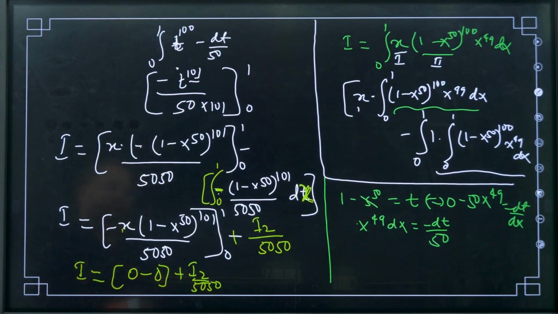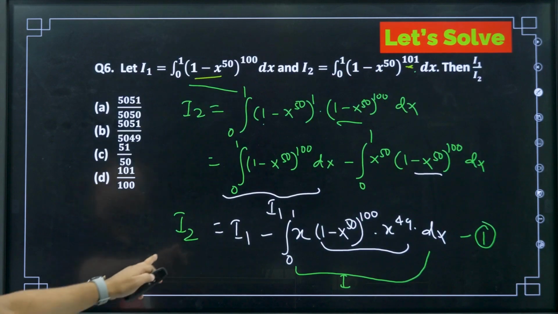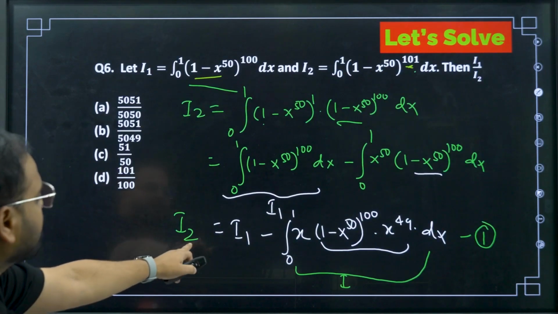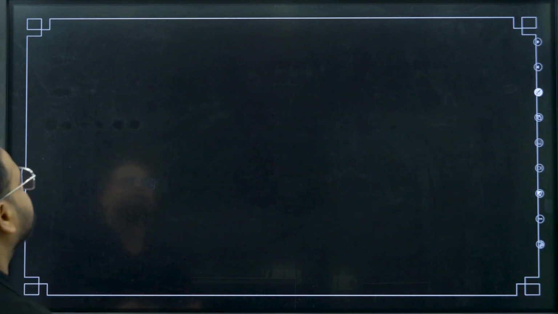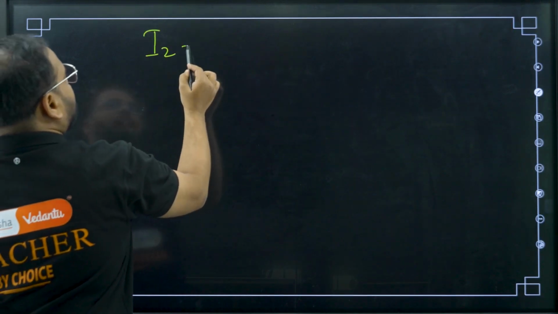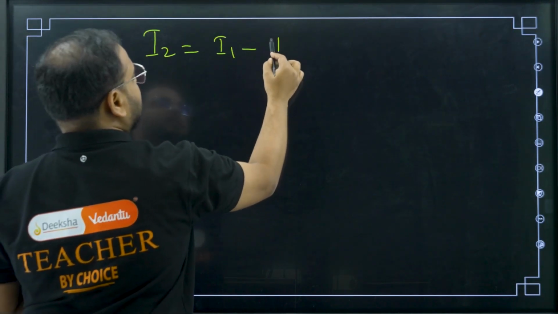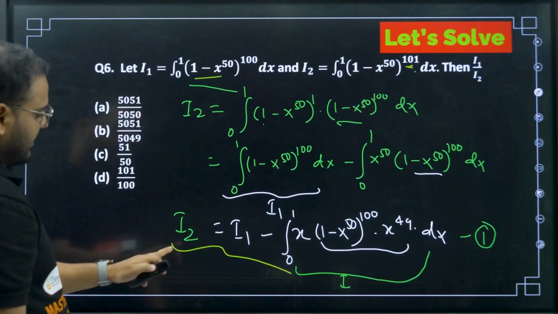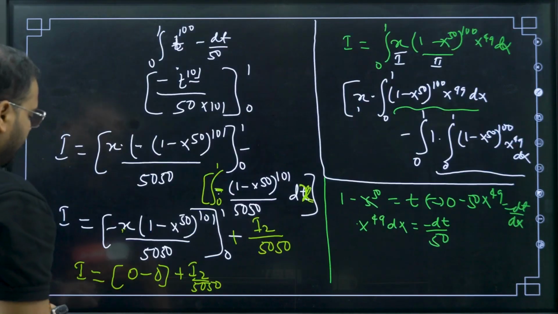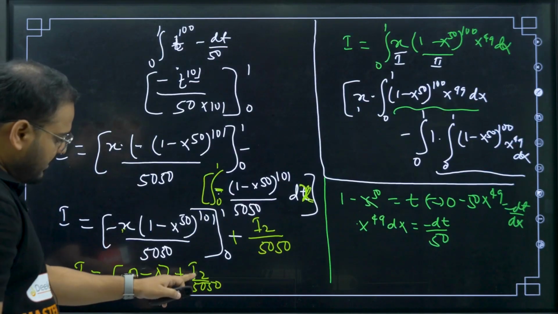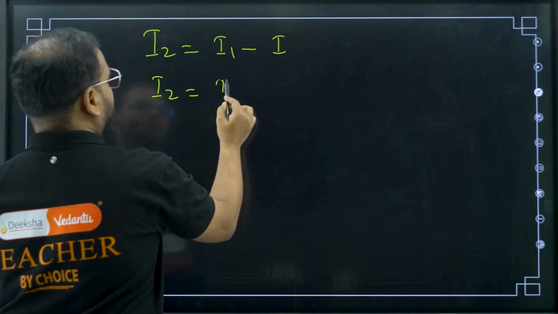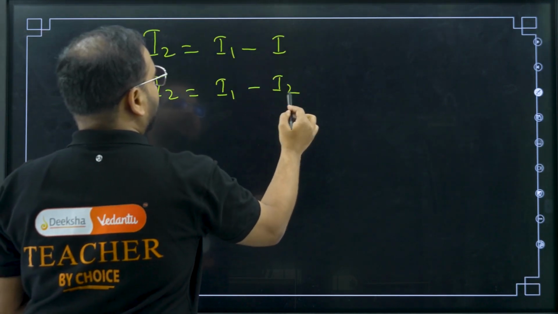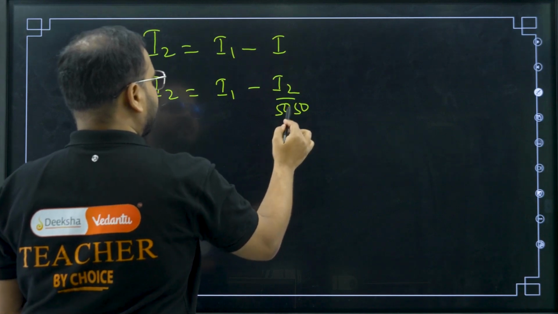All right. So use this equation from the 1: I2 equals I1 minus I. What is my I value? Have a look. Simply I2 by 50, 50.